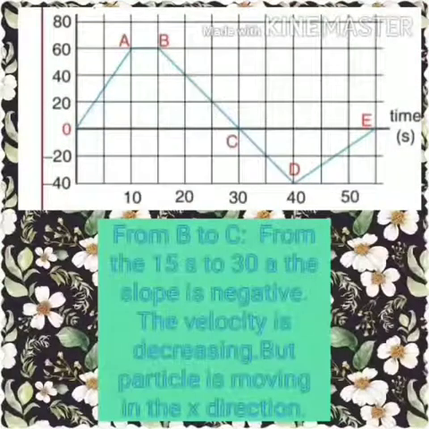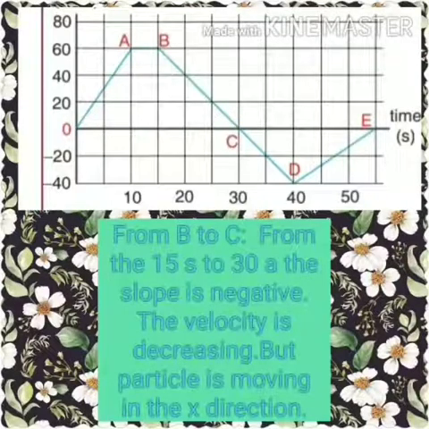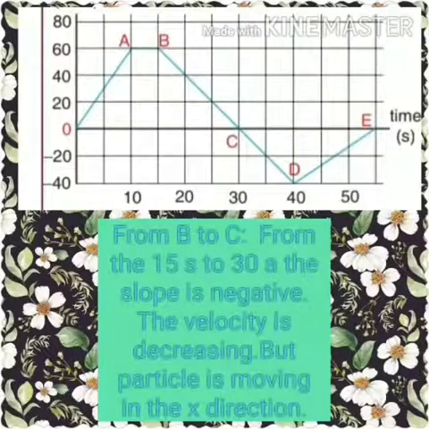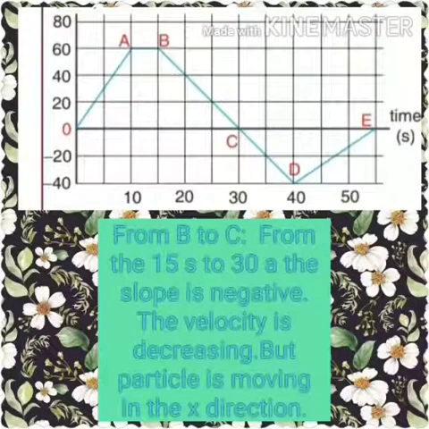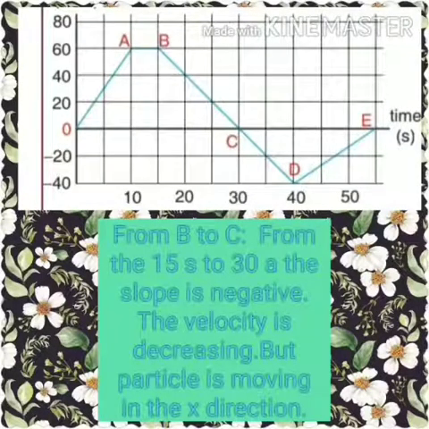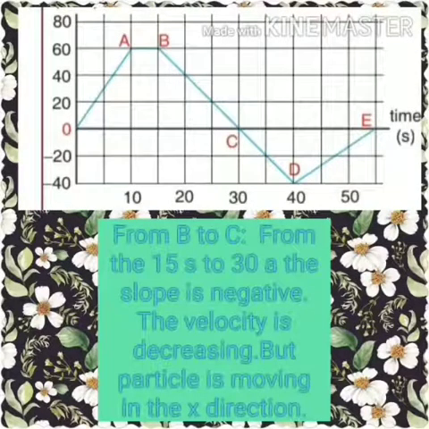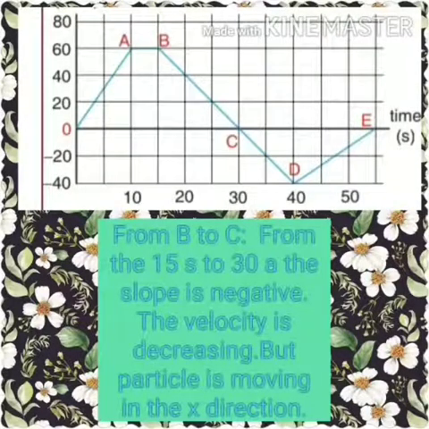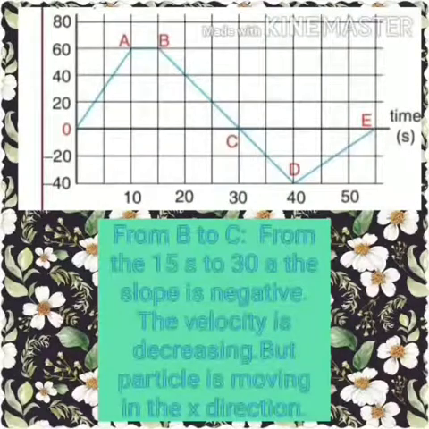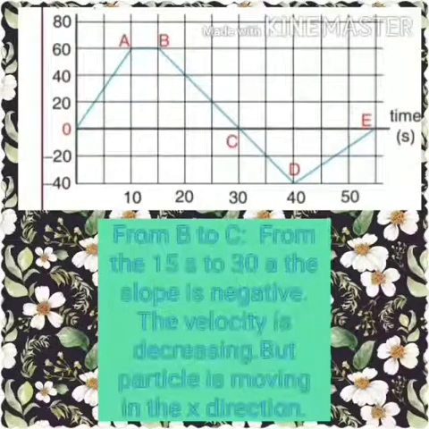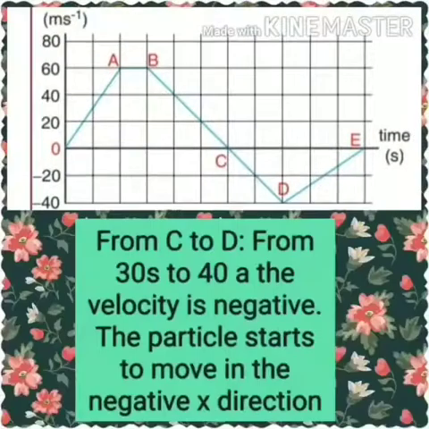Next, from B to C, 15 seconds to 30 seconds. From 15 seconds to 30 seconds, the slope is negative, implying the velocity is decreasing, but the particle is moving in the positive x direction. At t is equal to 30 seconds, the velocity becomes 0 and the particle comes to rest momentarily. Next, from C to D, that is 30 seconds to 40 seconds.